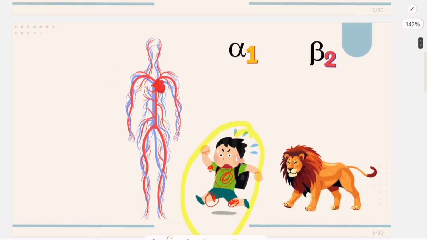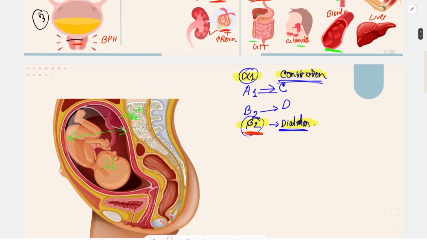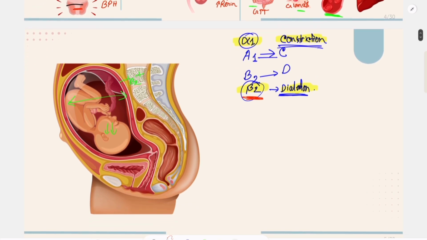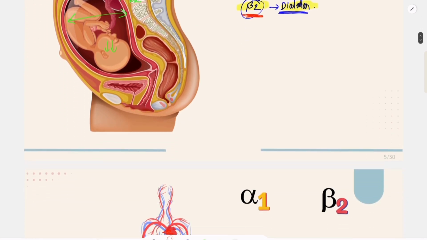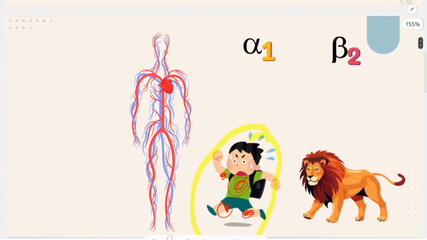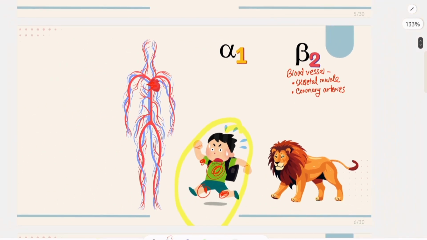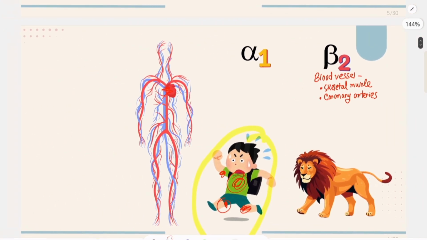And dilation caused by which receptor? Yes, it is beta 2. So skeletal muscle and coronary arteries contains more beta 2. The question is, normally we have 5 liters of blood in the body. When a lion comes in front of us, it will not become obviously 10 liters. So when the blood remains 5 liters, where does it come from?